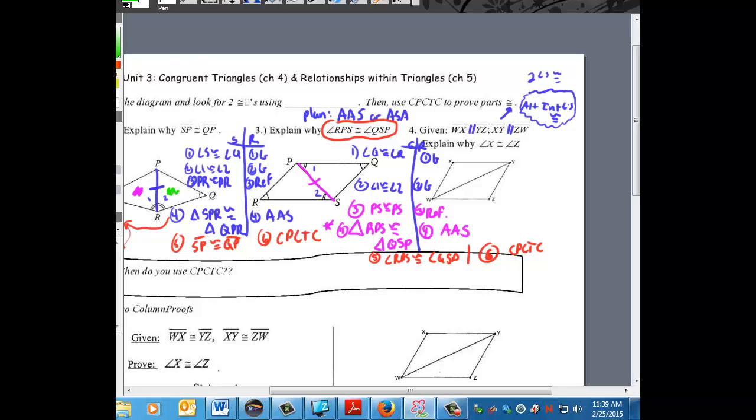So let's extend out these lines. We have WX is parallel to YZ. I extend it out. Alright, next I'm going to highlight my transversal, which goes right down the middle.